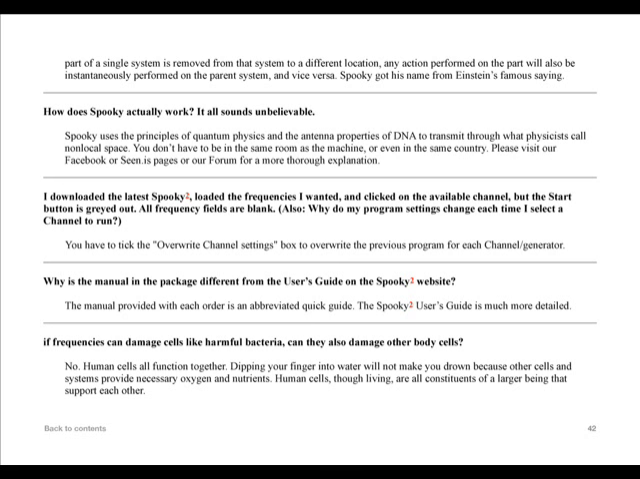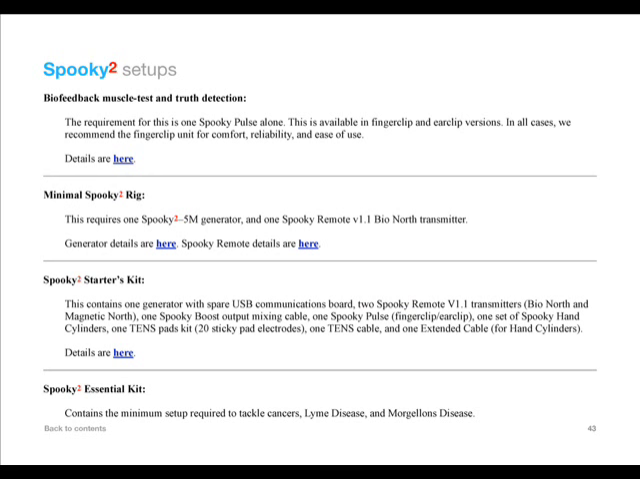Back to contents. 42. Spooky2 setups: biofeedback muscle test and truth detection. The requirement for this is one Spooky Pulse alone. This is available in finger clip and ear clip versions. In all cases, we recommend the finger clip unit for comfort, reliability, and ease of use. Details are here.